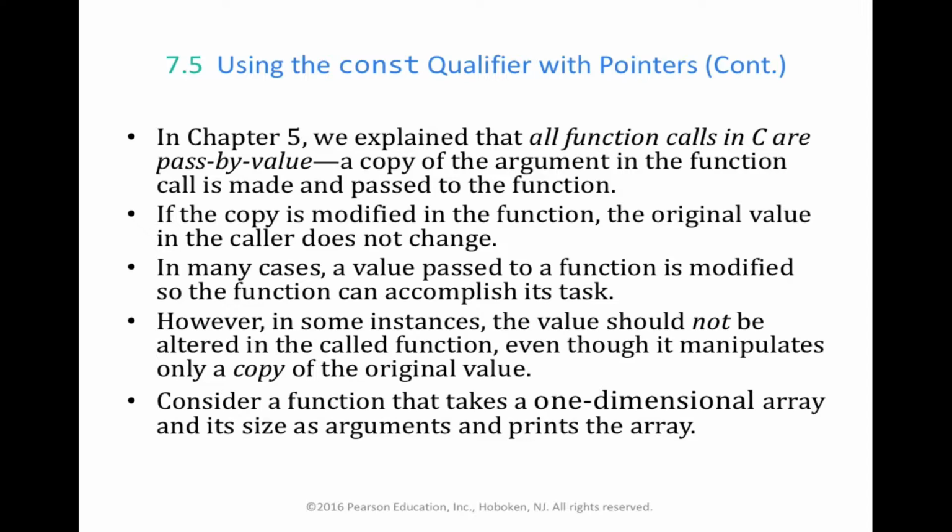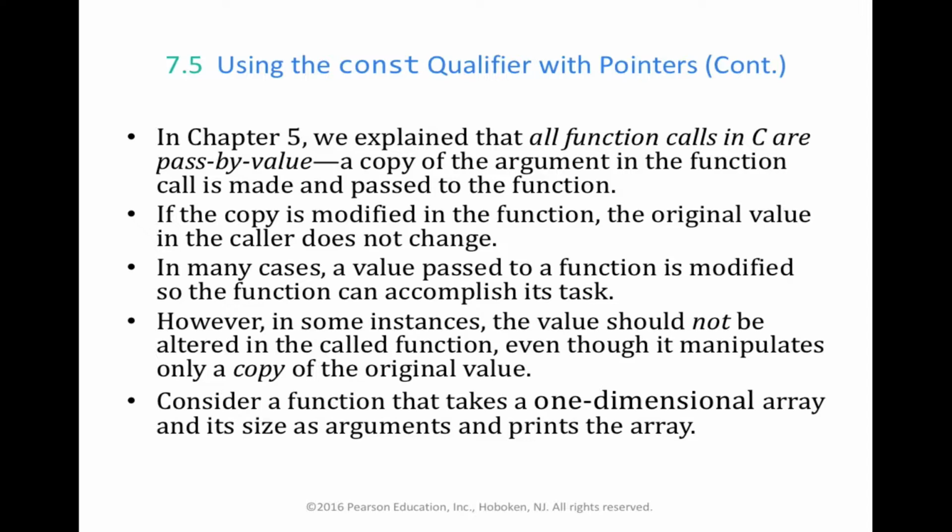A couple of weeks ago, we talked about how all functions in C are passed by value. That means a copy of the argument in the function call is made and given to the function. The copy is modified in the function. The original value does not change. In many cases, a value passed to a function is modified by the function so it can do its job. However, there are some instances where we should not be manipulating those values, even though it manipulates a copy of the original.